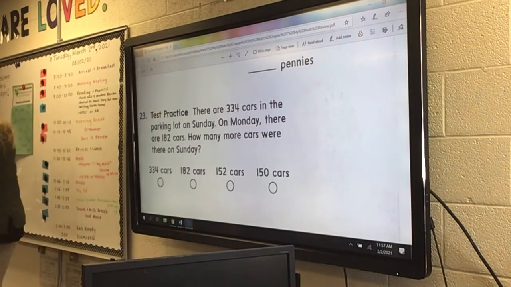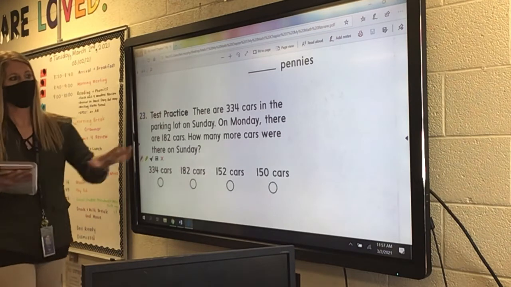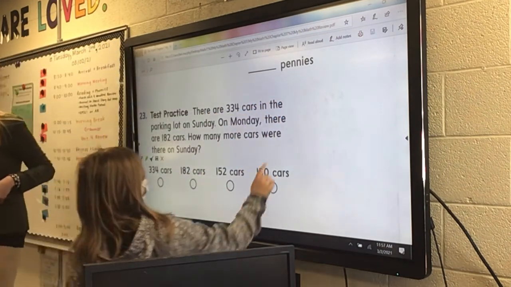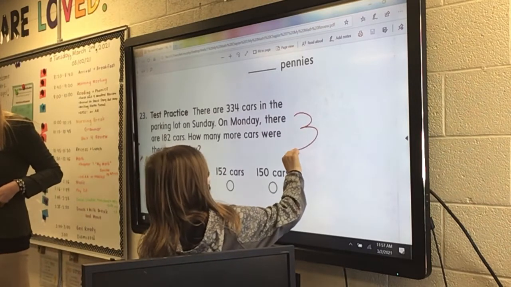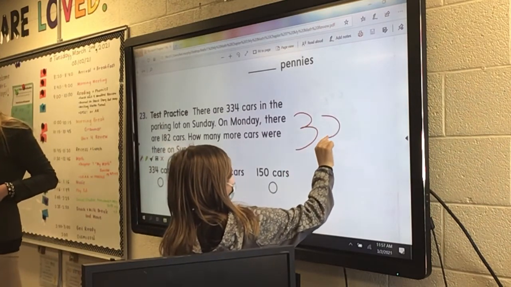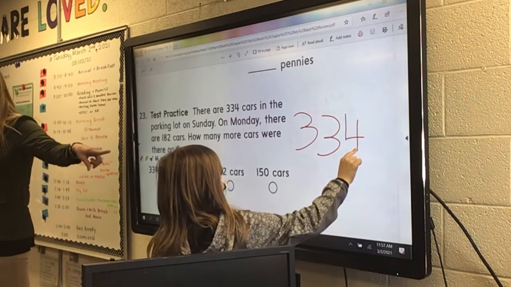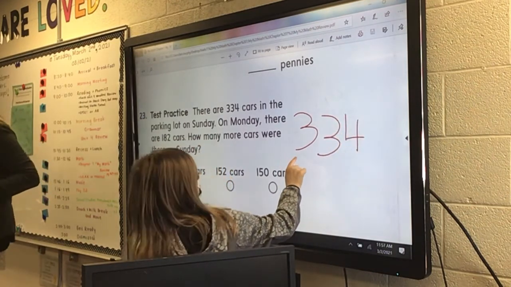So I'm going to draw a stick and I'll see this person can come up and subtract. Elias, will you come up here? Okay, Elias. 334. Can you write that over there? Make sure you're showing Mrs. Murphy your work, because I want to see your work. And you're going to take away 182.